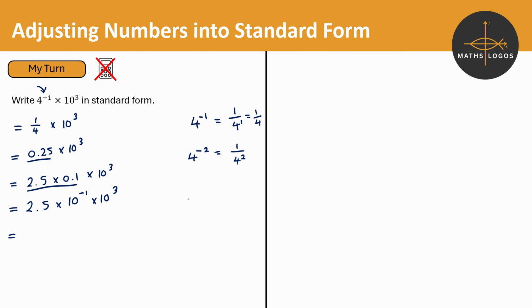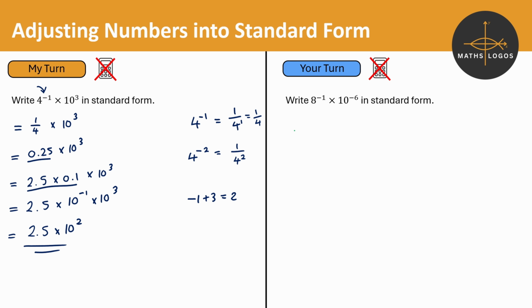Go ahead and add my indices. So negative 1 add 3 gives me an answer of 2. So this is 2.5 multiplied by 10 to the power of 2. That's my final answer. Pause the video and give this one a go.